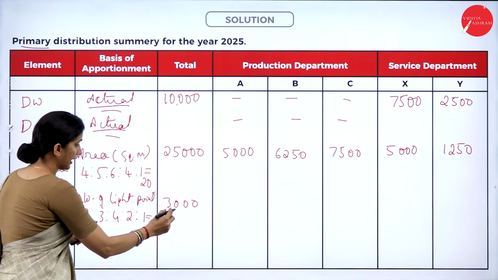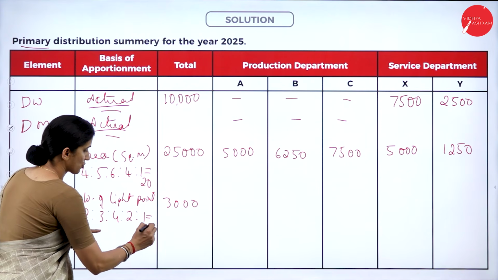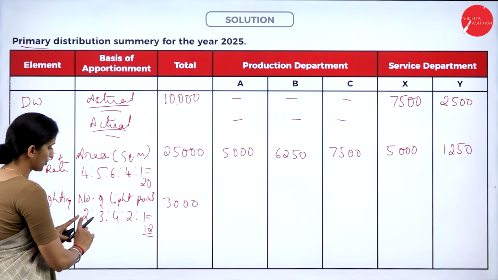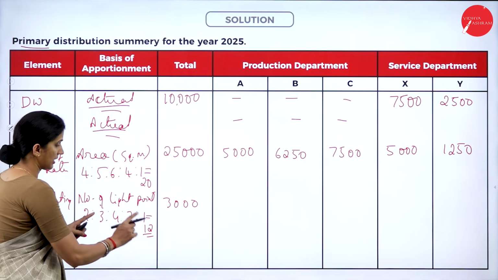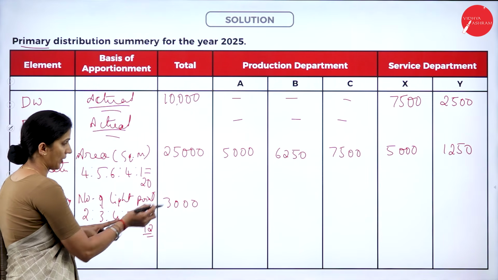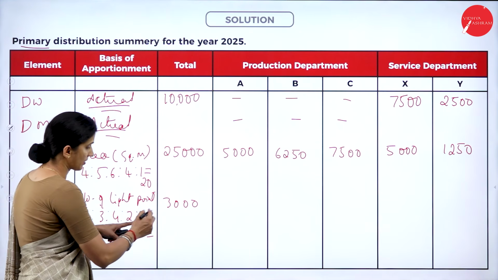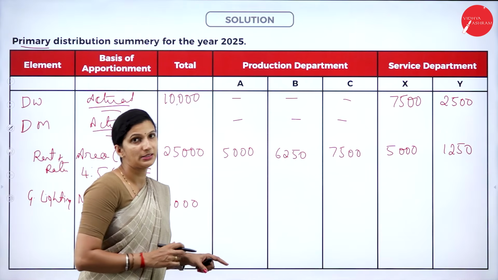So first for A, 3,000 into... the total of this ratio comes to 12. So for A, 3,000 into 2 divided by 12. Then for B, 3,000 into 3 divided by 12. Then for C, 3,000 into 4 by 12. Then for X, 3,000 into 2 by 12. Then for Y, 3,000 into 1 by 12. So like that, we'll allocate to all the departments.